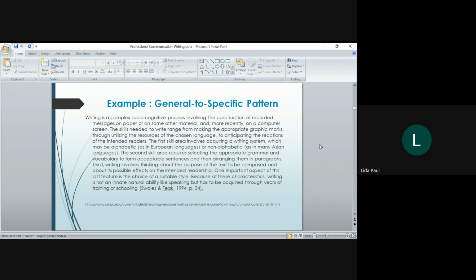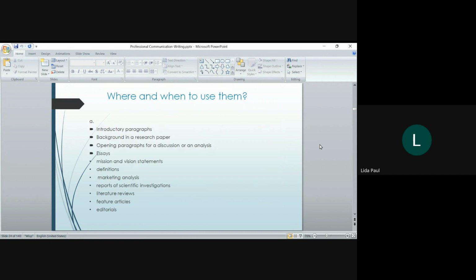So if you have understood what this means, now I'm going to show you where and how the general to specific pattern is used, what are the types of writing within professional writing where the general to specific pattern is preferred. Okay, so look at this.